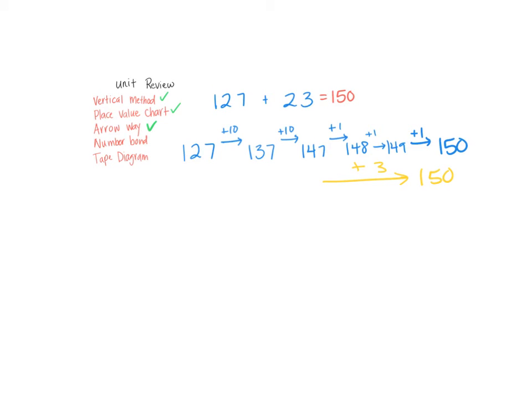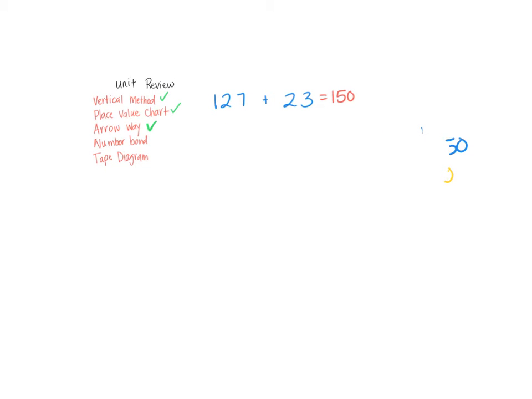The number bond, it will especially work well on this problem. So let me erase my arrow way. Because we can make a 10 with 2 of these numbers. So 127 plus 23. If I were to break apart this number, I see that I have 120 and 7 here. And this number is 20 and 3. So sometimes the best way to do it is finding a 10. I see 7 plus 3 equals 10.